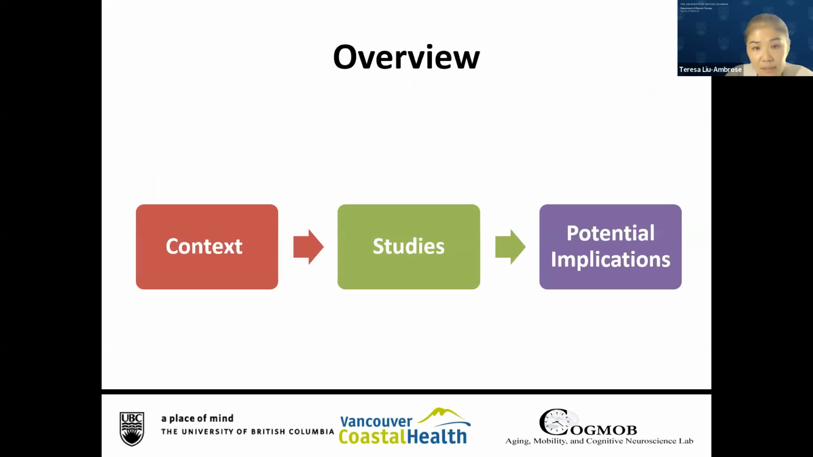In terms of today's conversation, I have structured it so that I'll start with a background, with a slightly different expansion as to how we view falls prevention in older adults in general, and then really delve into one of the studies that we've conducted at UBC in at-risk older adults, and then take those findings, as well as those of the literature, in terms of potential implications.